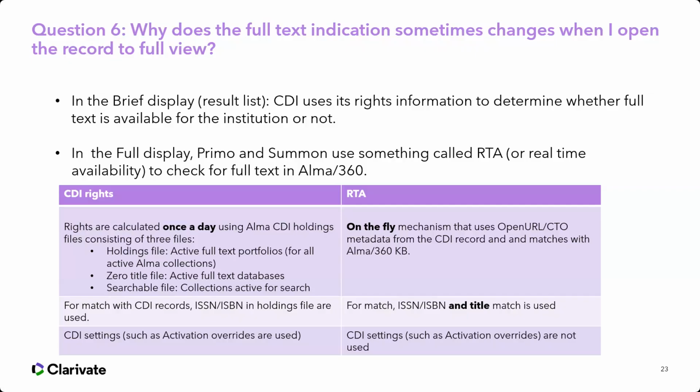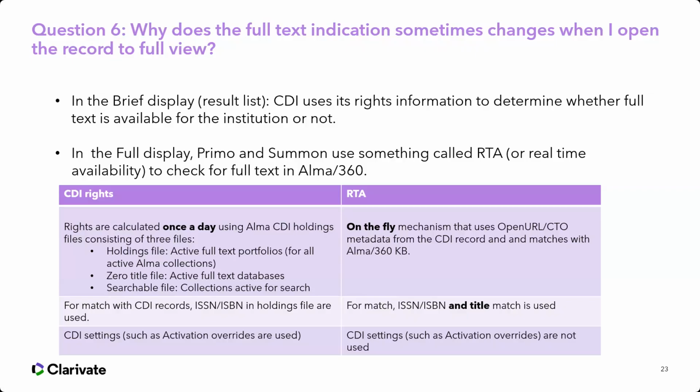Now in the full display, Primo and Summon also use something called RTA, or real-time availability, to check for full text in ALMA and 360. And this is definitely the case for linking that goes via the link resolver. So what is the difference, and why may there be a discrepancy? The real-time availability is an on-the-fly mechanism. So it uses the open URL and the metadata from CDI to match against ALMA 360.